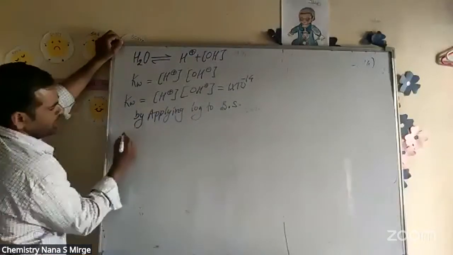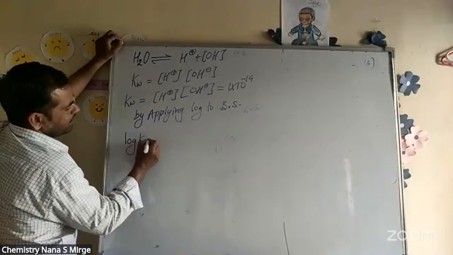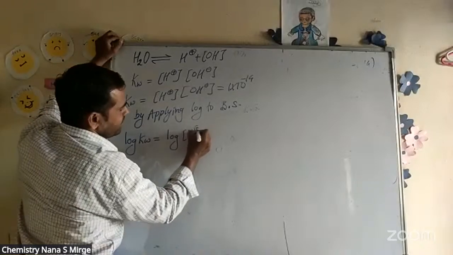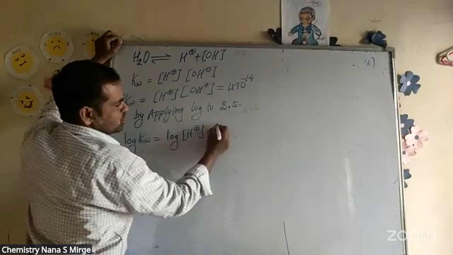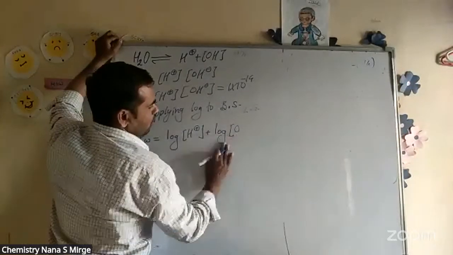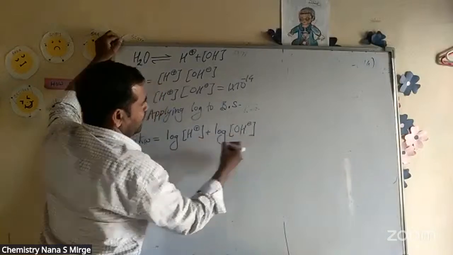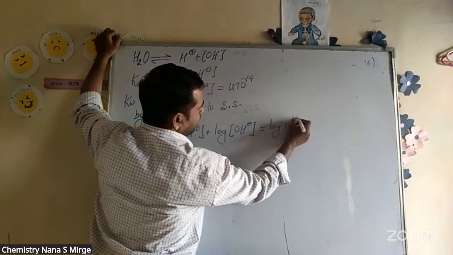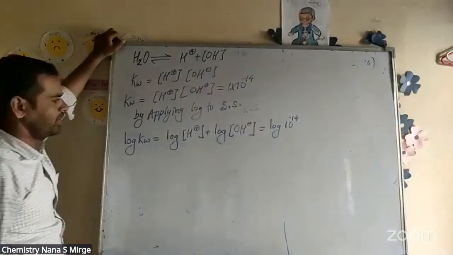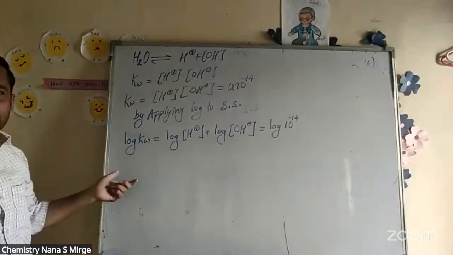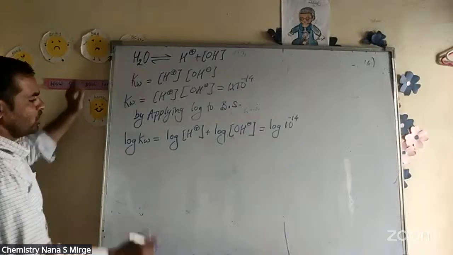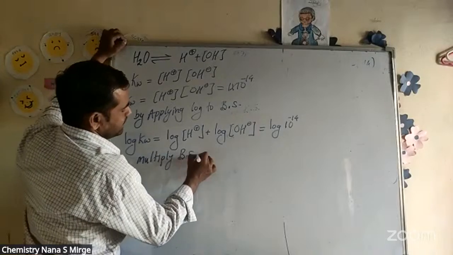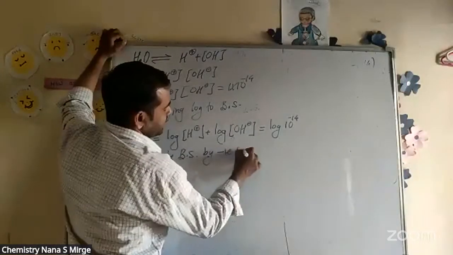So by applying log, log of Kw is equal to log of H plus ion, ये मल्टीप्लाई है इसलिए प्लस हो जाएगा, log of OH negative ion is equal to log of 10 raised to power minus 14. One neglect करेंगे हम. Okay, so have you got this equation? By applying log, and you can multiply both the sides by negative sign.